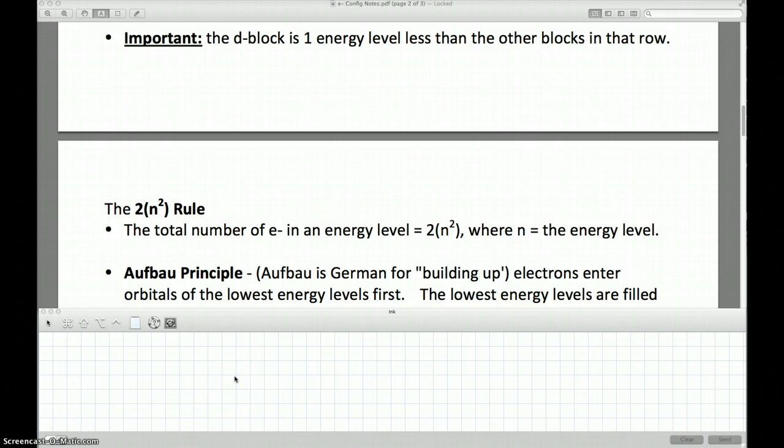If I ask you how many electrons an energy level or a ring can hold, you can use the 2n2 rule to figure that out. So if I say, how many electrons total can the third energy level hold? Well, you put 3 in for n, because it's the third energy level, so 3 squared, 3 times 3 is 9. 9 times 2 is 18. So the third energy level can hold 18 electrons.